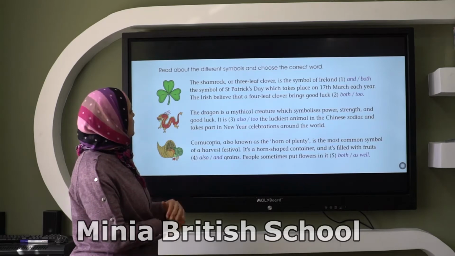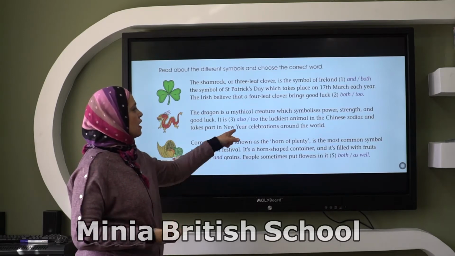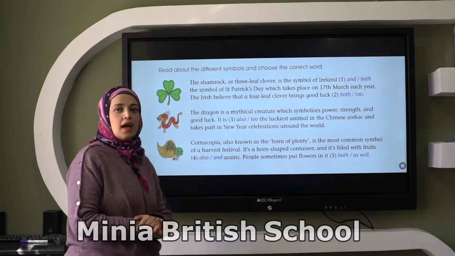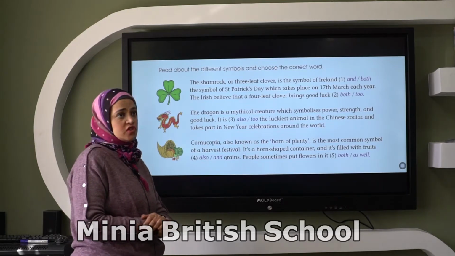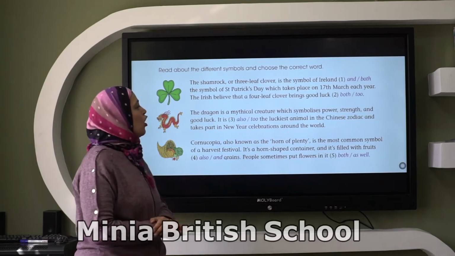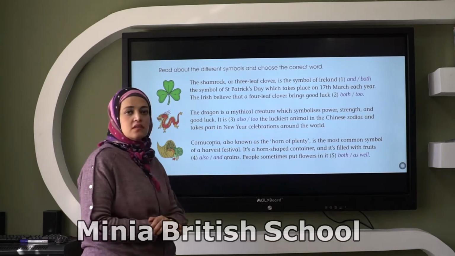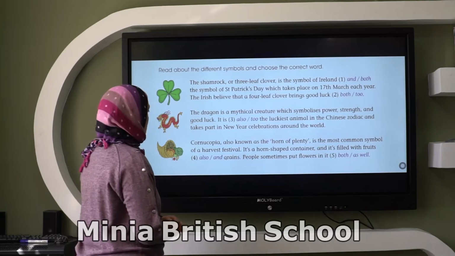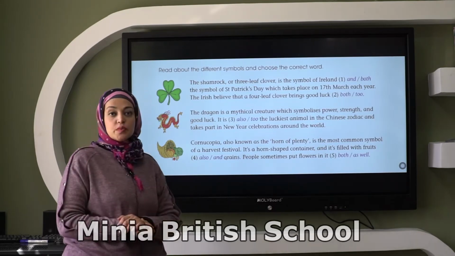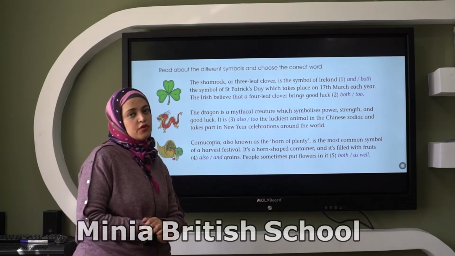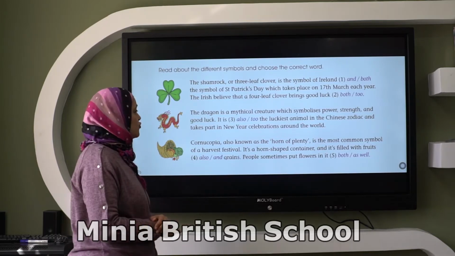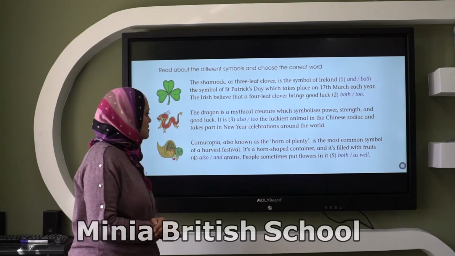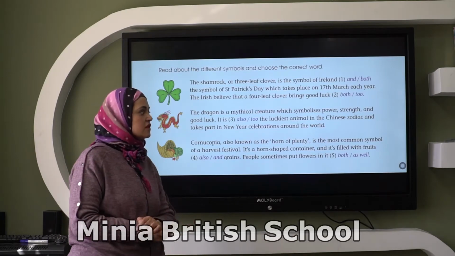So the answer here would be what? With luck, it's also or too? Yes, it's "also." I can't use "too" in the beginning of the sentence. So it's also the luckiest animal in the Chinese zodiac and takes part, or participates. The other meaning for takes part is joins in. So join in, take part in, or participate in New Year celebrations around the world.